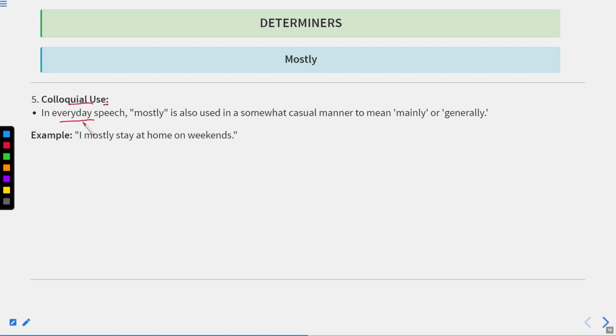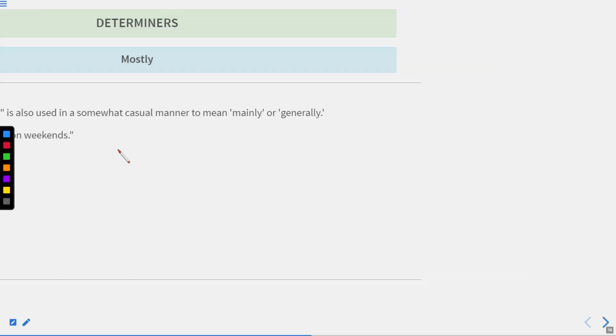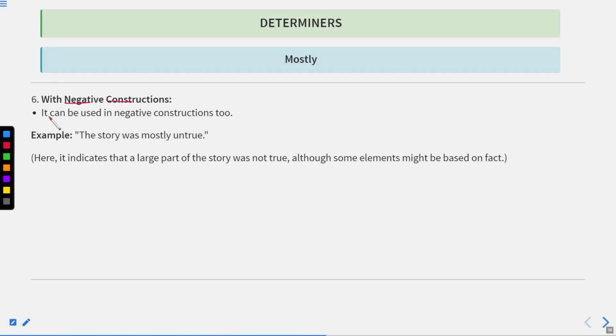Colloquial use in everyday speech: mostly is also used in a somewhat casual manner to mean mainly or generally. I mostly stay at home on weekends. So mostly means a lot more of the time, or a number of times, or mainly or generally. It can be used in negative constructions too. The story was mostly untrue. It means most of the portion of it was untrue or fake. Here it indicates that a large part of the story was not true, although some elements might be based on fact.